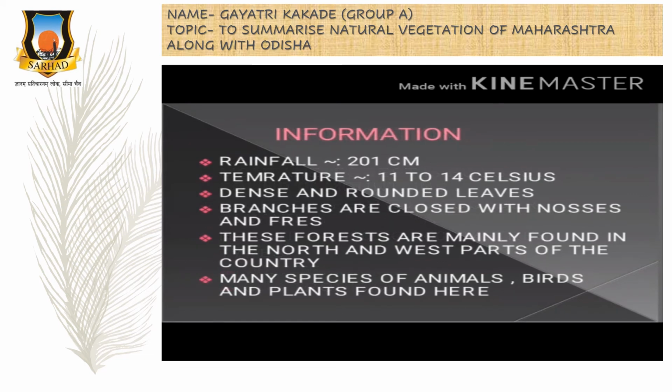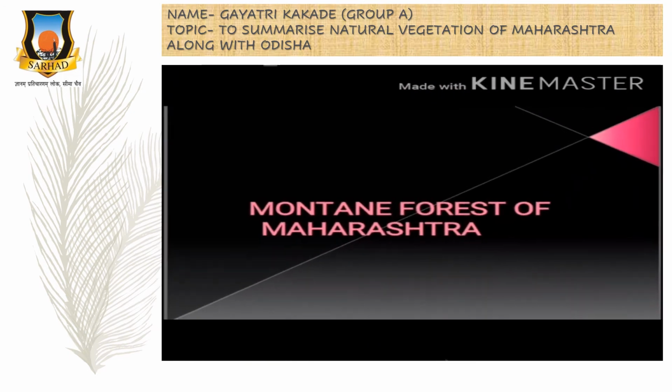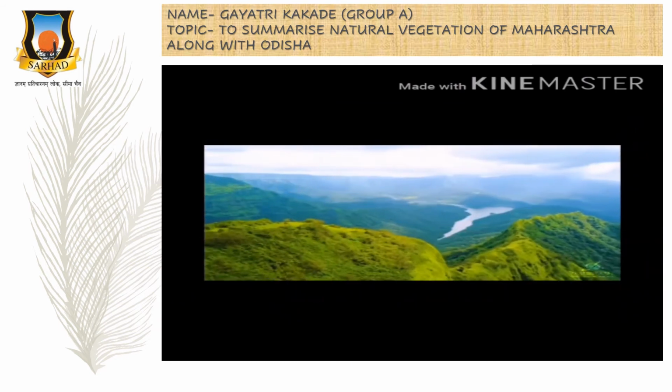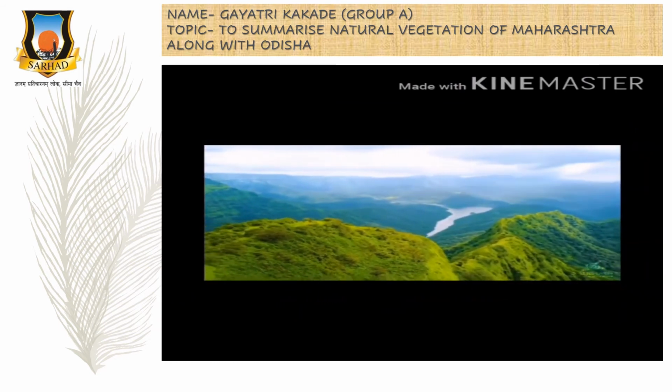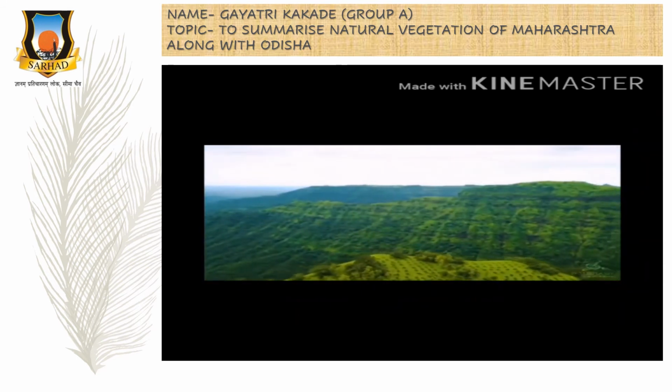Rainfall here is about 200 cm. Temperature ranges from 11 to 14 degrees Celsius. Leaves of trees are dense and round. Branches are covered with mosses and ferns. These forests are mainly found in the north and west part of the country. Many species of animals, birds, and plants are found here. Now, one by one, we will see the montane forest of Maharashtra and Odisha.